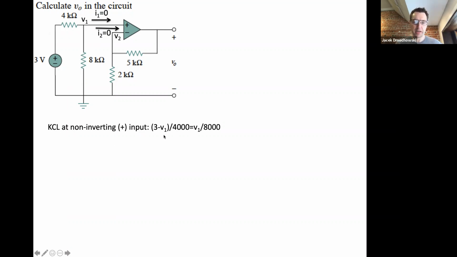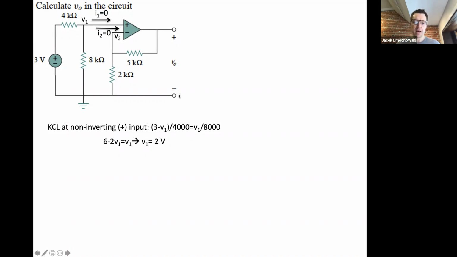That's equation 1. And we can rearrange this to solve for V1 immediately, right? V1 is going to be equal to 2 volts. It has to be equal to 2 volts. Another way of looking at this is as a voltage divider, where 2/3 of this 3 volts is dropped across the 8 kilo ohm, right? So 2/3 of 3 is obviously 2.